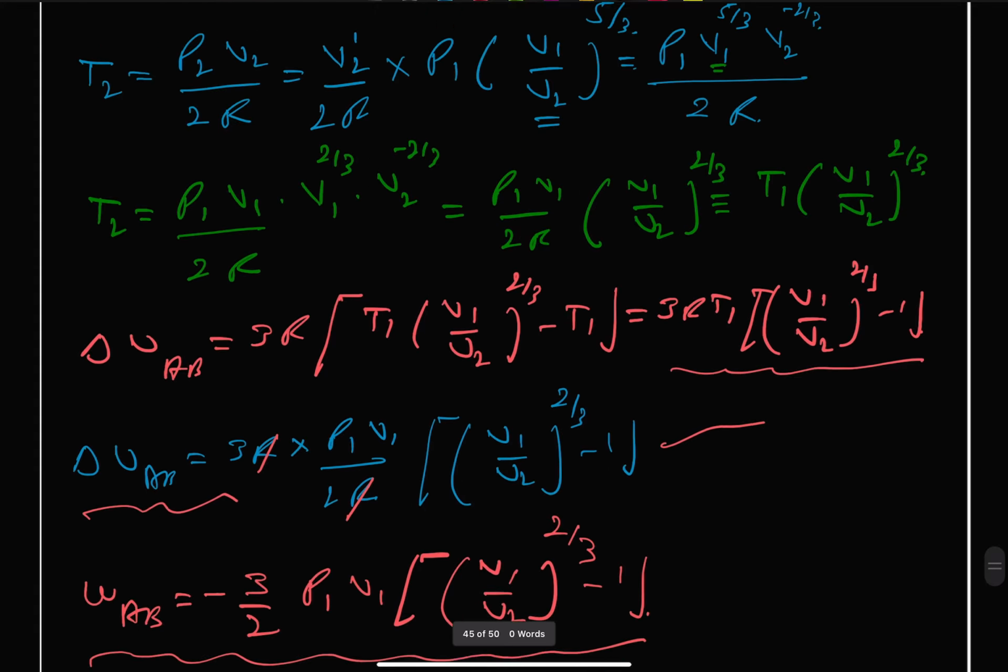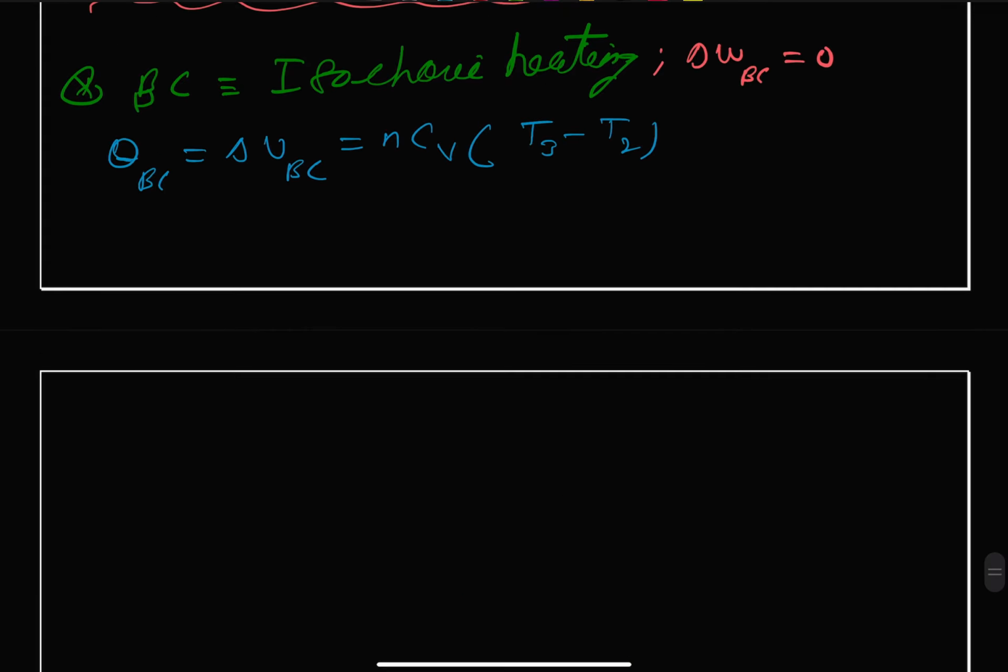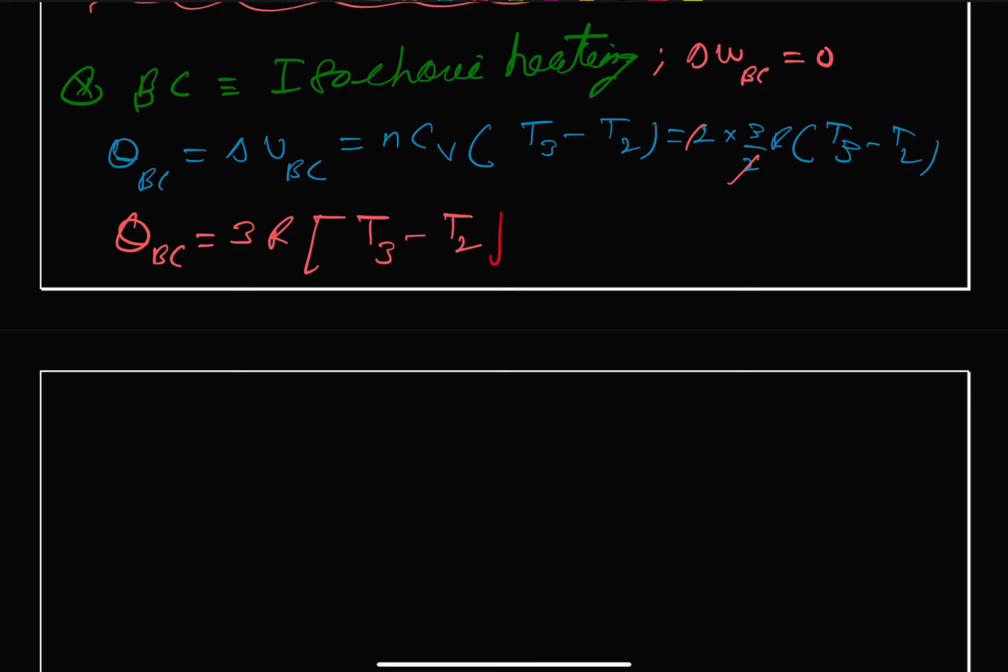Okay, so let me put here temperature T1, T2, and here temperature is T3. Volume is the same, volume is not going to change. Number of moles are 2, so this comes as 3 by 2 times R, and we have T3 minus T2. 2 and 2 go away, so we get our Q of BC will be equal to 3R times (T3 minus T2).